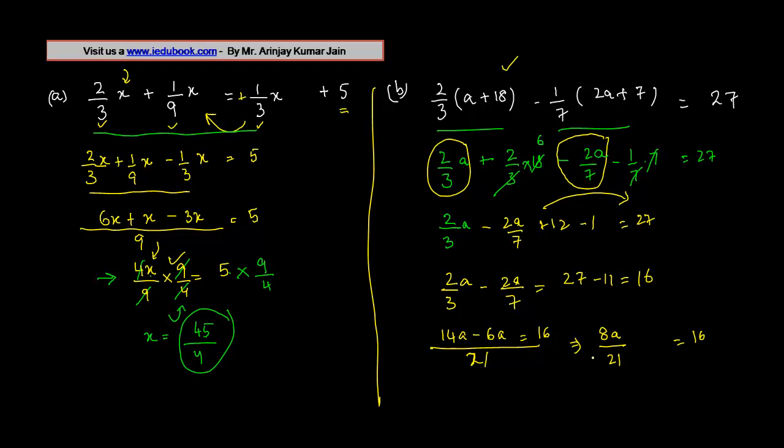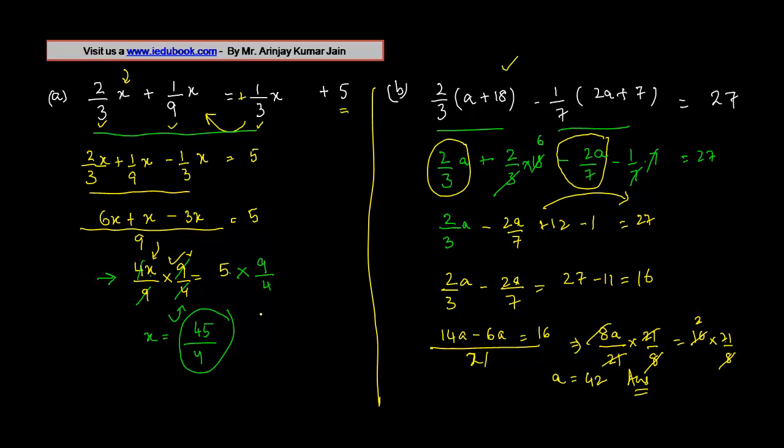Again, to cancel out 8 and 21, just like what I did here, I multiply by 21 and divide by 8. Since I've done it on the left hand side, I have to do it on the right hand side as well. This 8 gets cancelled and this 21 gets cancelled. So a is equal to 8 goes into 16 how many times? 2 times. 2 times 21 is 42. So for a equal to 42, this equation should hold true.